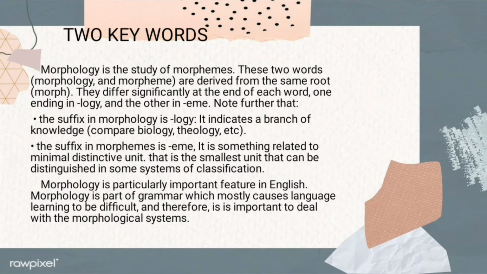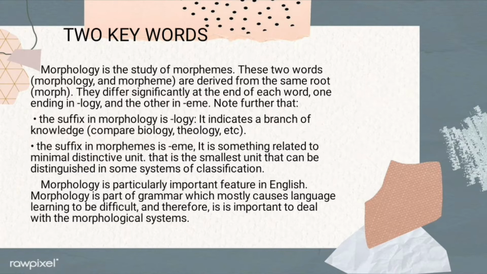Two keywords. Morphology is the study of morphemes. These two words, morphology and morpheme, are derived from the same root, morph. They differ significantly at the end of each word, one ending in -logy and the other in -eme. Note further that for the first, the suffix in morphology is -logy and indicates a branch of knowledge, comparing it to biology, theology, and so on. And the second suffix in morpheme is -eme. It is something related to minimal distinctive unit, that is, the smallest unit that can be distinguished in the system of classification.